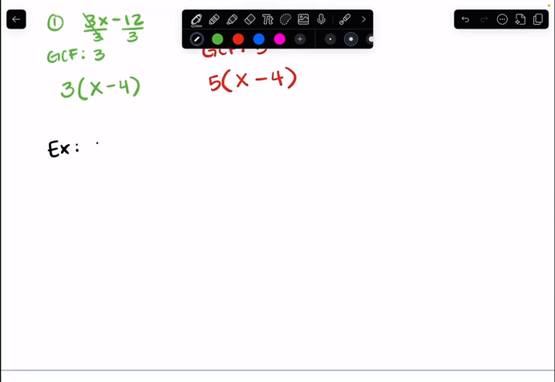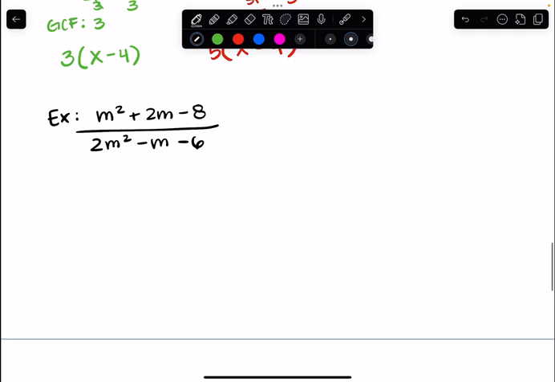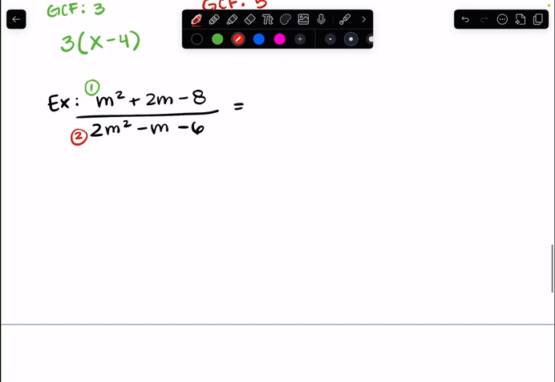Let's say you have something like this. So m squared plus 2m minus 8 over 2m squared minus m minus 6. So again, y'all, really and truly, it's just kind of like you're factoring multiple things. And so I would highly suggest working everything out section by section. So again, for visual purposes, I'm going to go ahead and make my numerator green and my denominator red, so you can see the work for each portion.